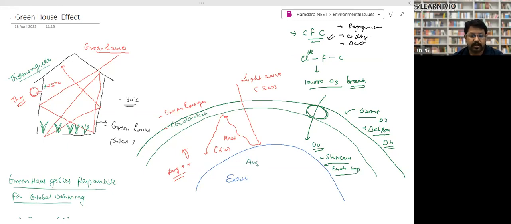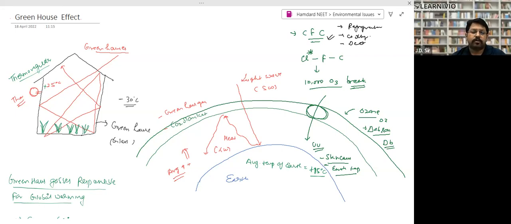What is the average temperature of the Earth? Come on guys, tell me. The average temperature of the Earth is 15 degrees Celsius. This is the average temperature of the Earth. Clear?